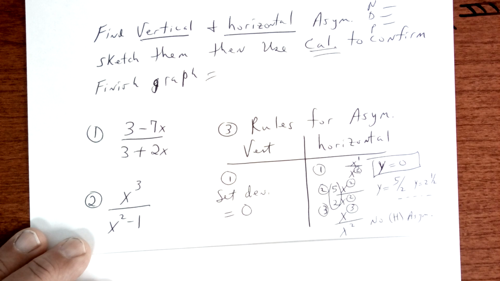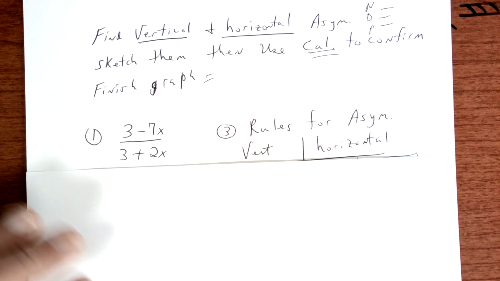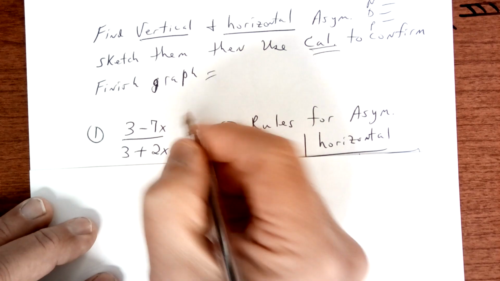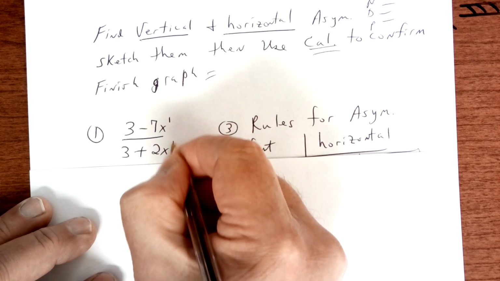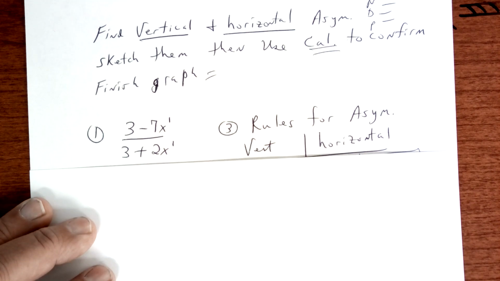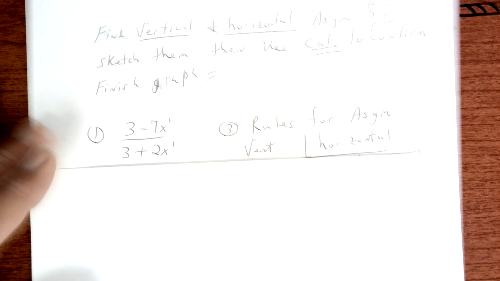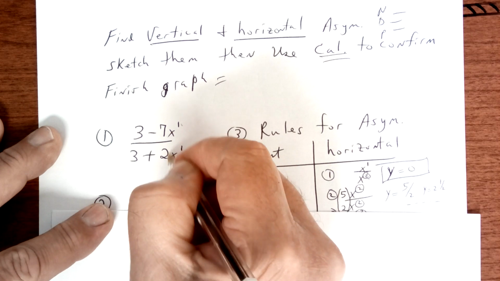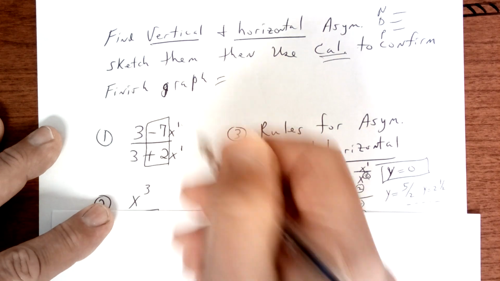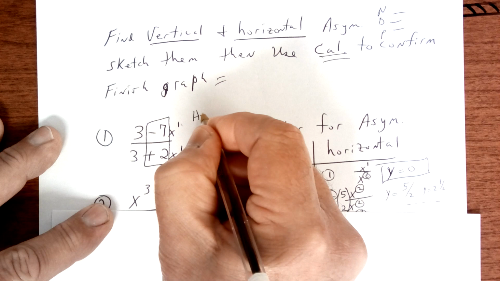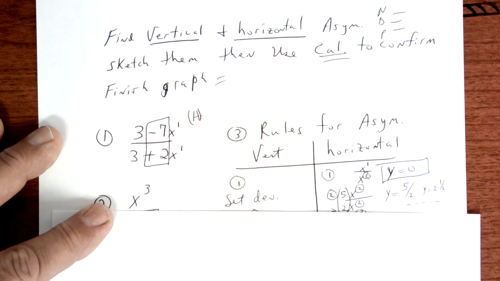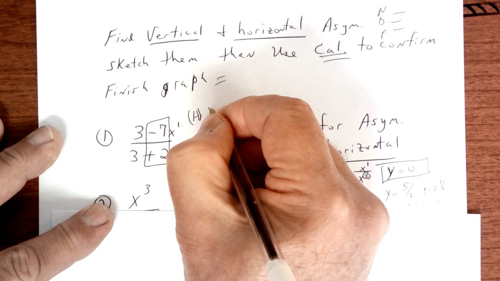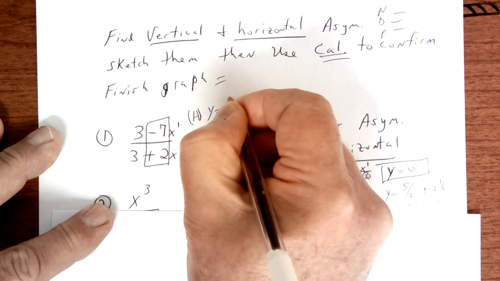All right, so let's go here. What do we do here? Well, we're going to look at the leading coefficients here. And if you look, this one is a 1. This one is a 1. Okay? So since they're the same, that would be number 2, where they're the same. So it's going to be a ratio of the coefficients. So the horizontal asymptote, and I'm just going to put an H, the horizontal one is going to be y equals -7 over 2.